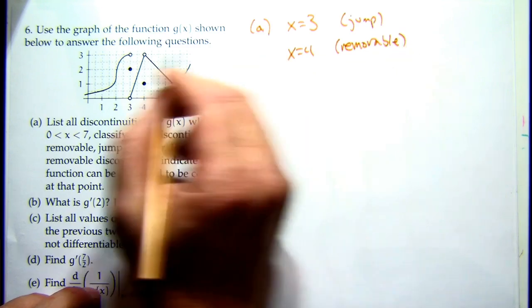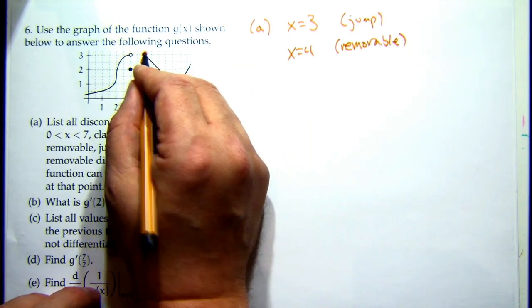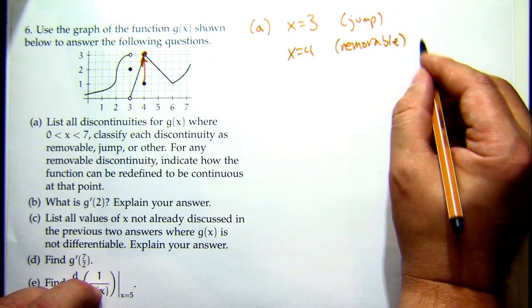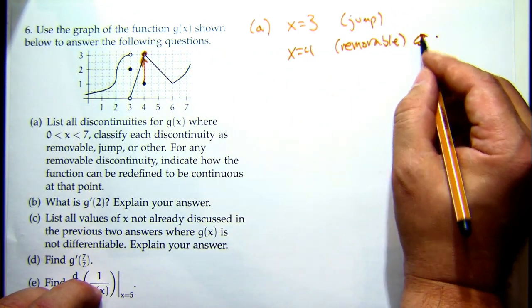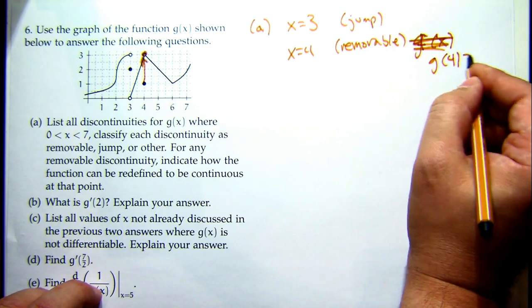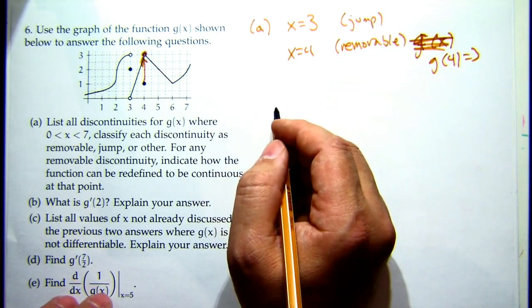How do I remove it? Well, the answer is you move the value up to there. You fill the hole. It's like there's a pothole, and we can remove it by setting g of 4 equals 3. That's how you remove the discontinuity.